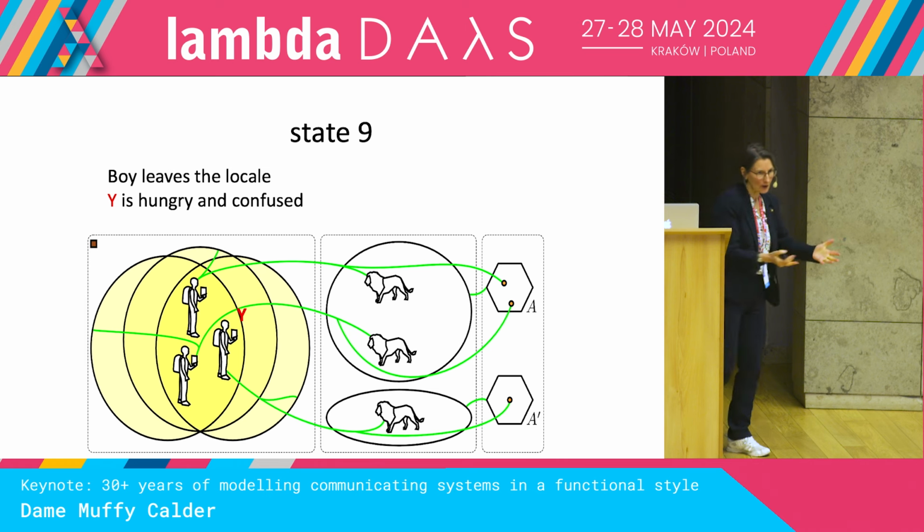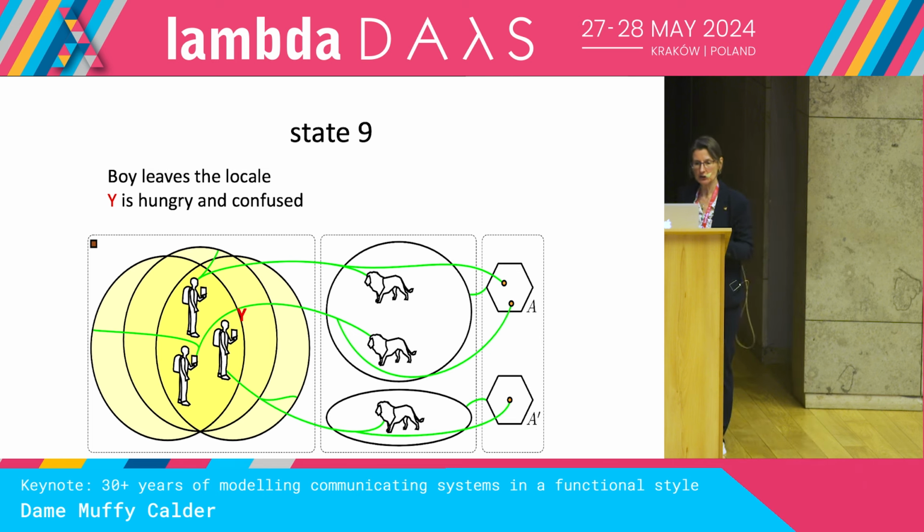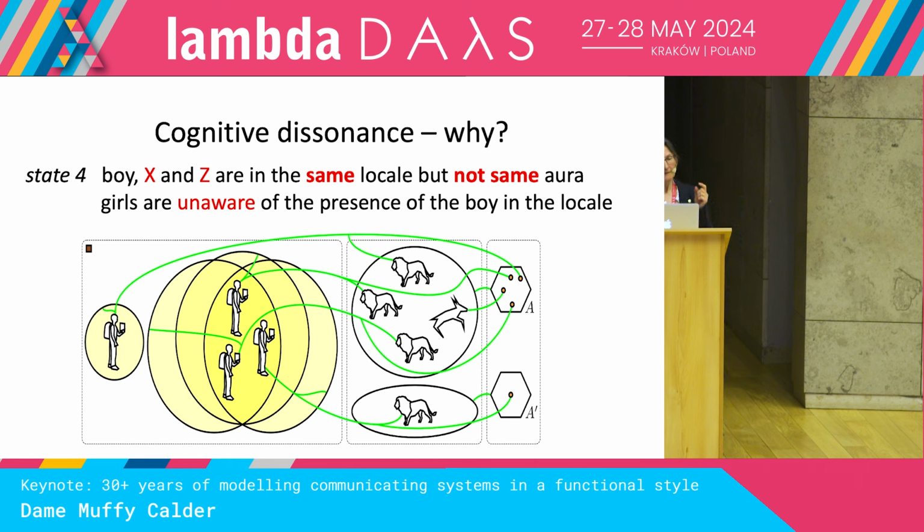She sees this, right? And she doesn't understand why the others have eaten, but she doesn't understand why she was not in the kill group, because she actually never knew that she drifted out. But the problem comes from state 4, where X and Z are in the same locale, but they're not in the same aura. And the girls are not aware of the presence of the boy in the locale. He's in the locale, but not in the aura.